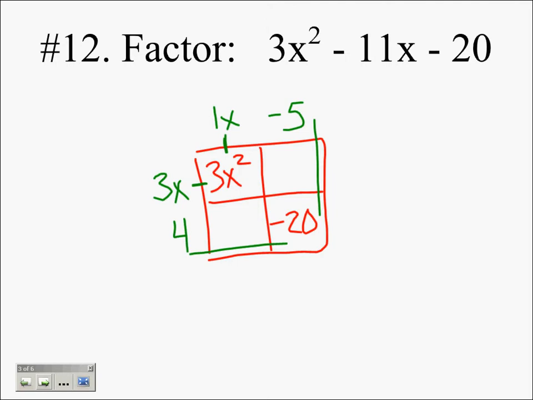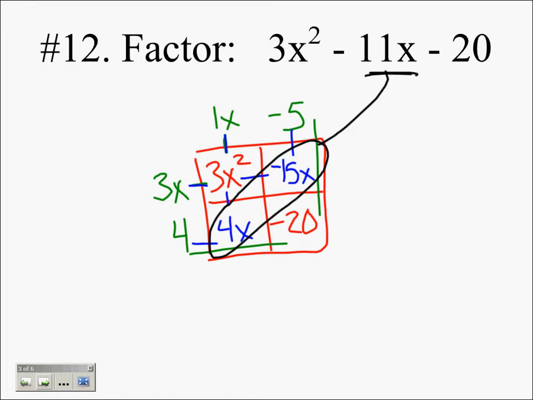Okay. Now you're going to move forward and fill in those middle boxes. So I have a 3x times a negative 5 gives me a negative 15x. And a 4 times an x gives me a 4x. Now you need to check if these middle 2 boxes add up to the middle term. That's your goal. They want to add to the middle term. I have 4x and a negative 15x. Those do give me a negative 11x.